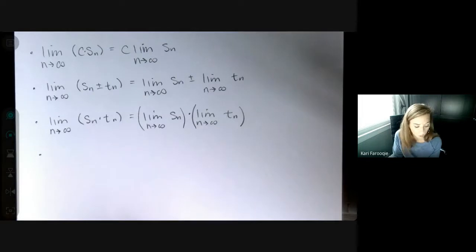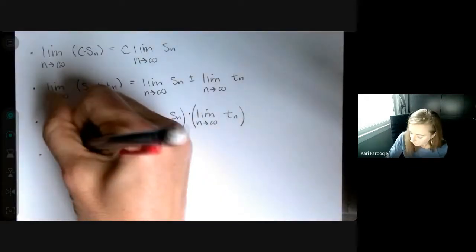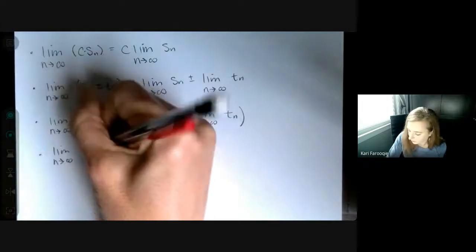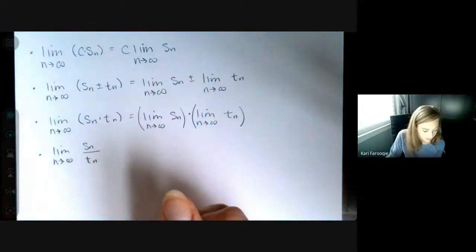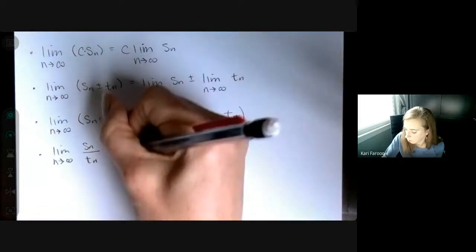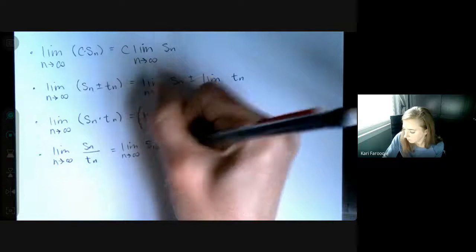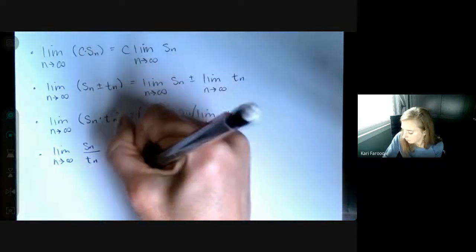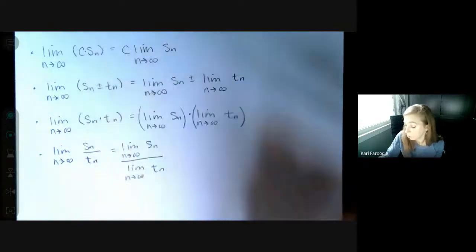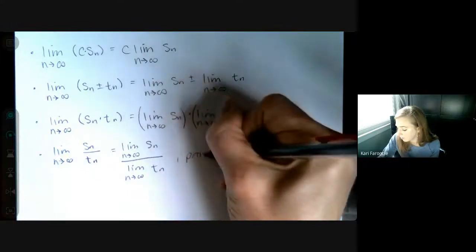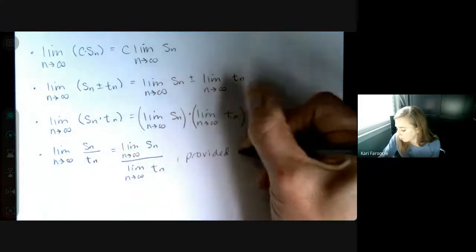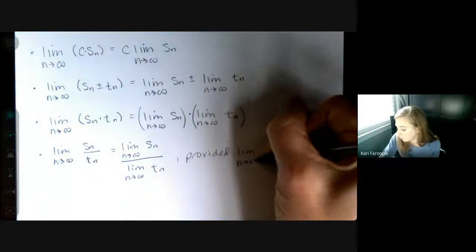There's also a quotient property, of course. Taking the quotient of S and T just means that you can take the quotient of each of the limits. Of course, this is provided that your denominator is not equal to 0. We can't divide by 0.